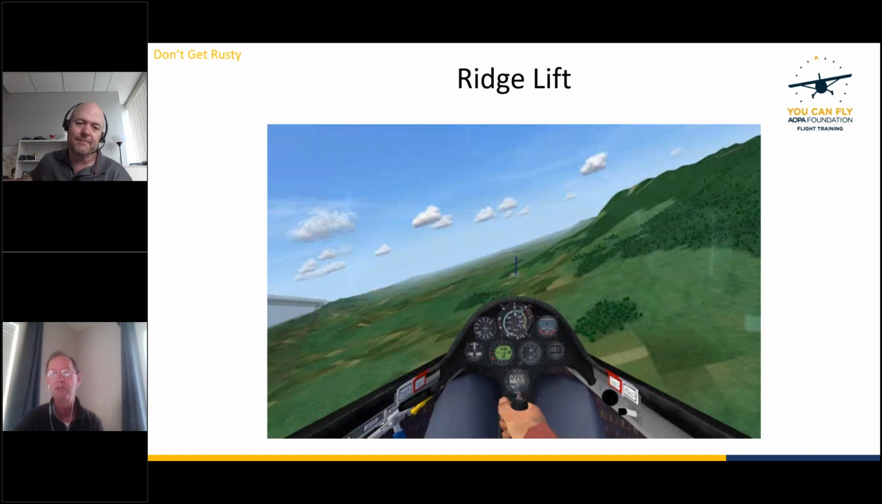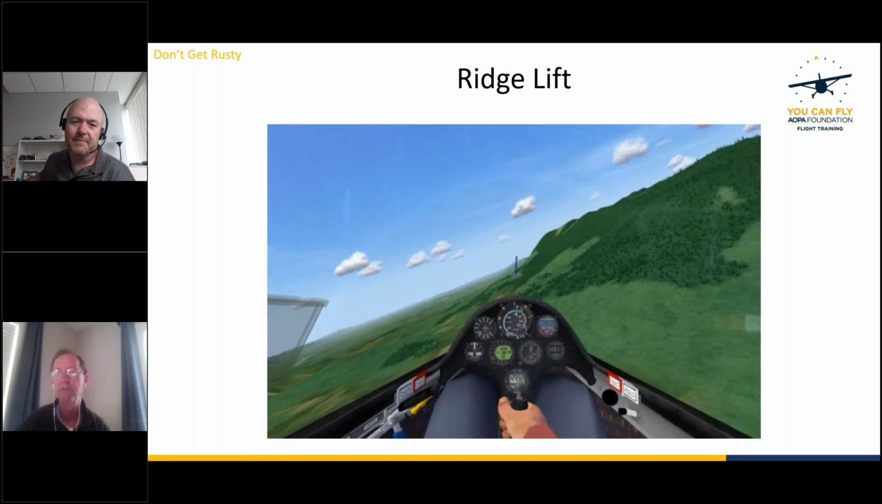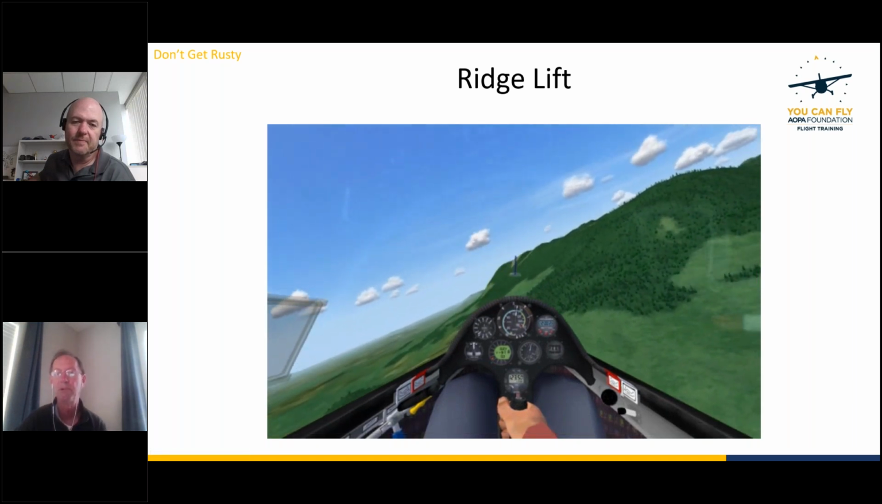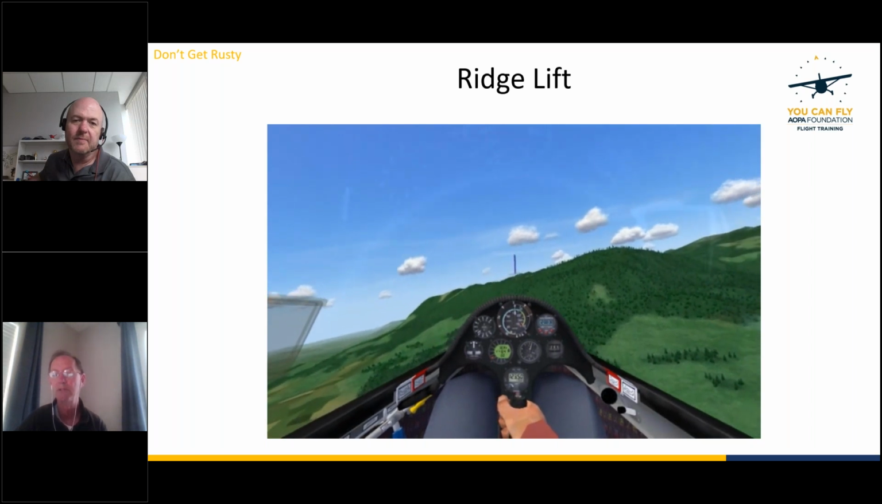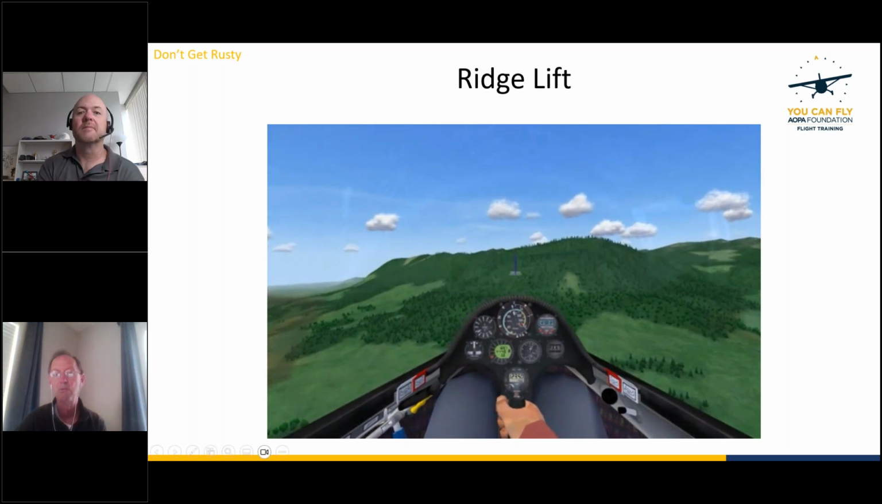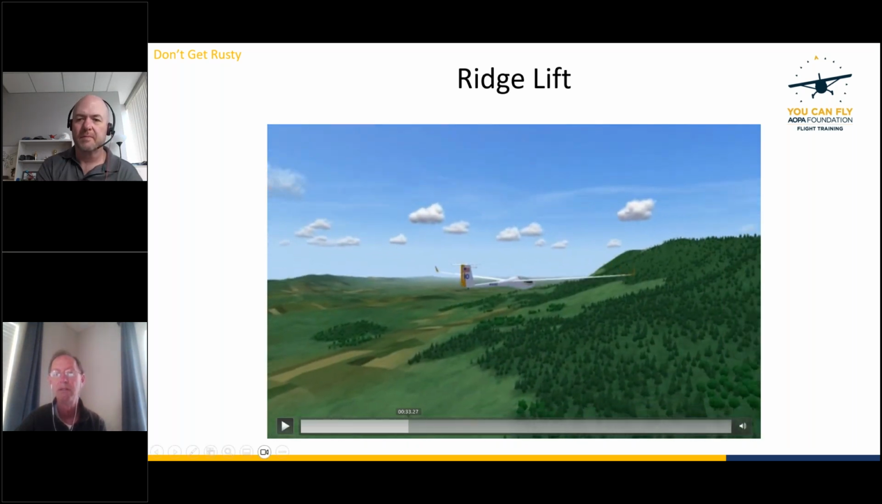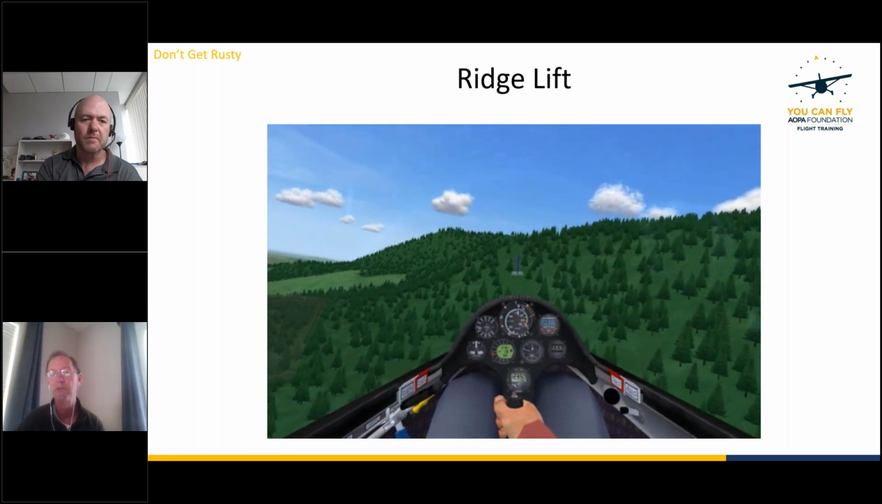Another form of lift is called ridge lift or orographic lift. Basically, if you can imagine this ridge that we have off to our right side here, if you have a decent wind blowing up from left to right up the side of that ridge, the air is deflected up by the terrain and creates an area of rising air. So what we'll do with the glider is fly into that at about a 45-degree angle so that we have the option to turn away if we need to.